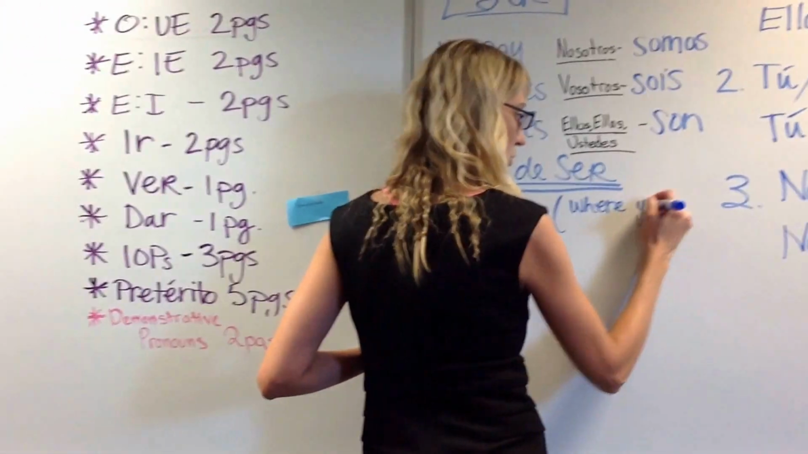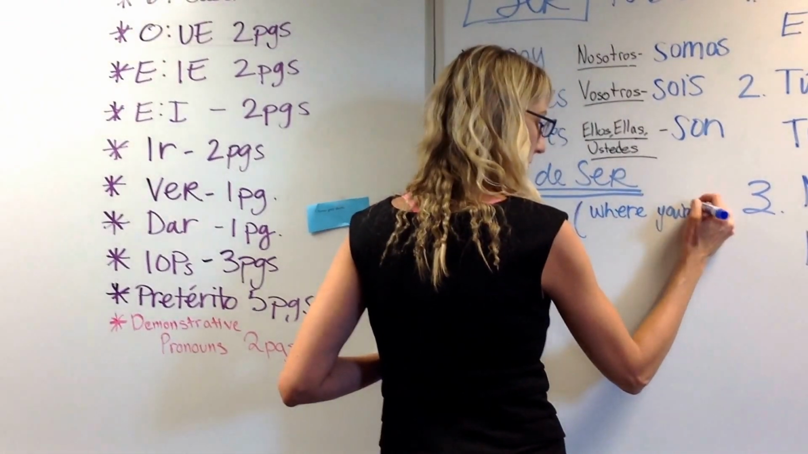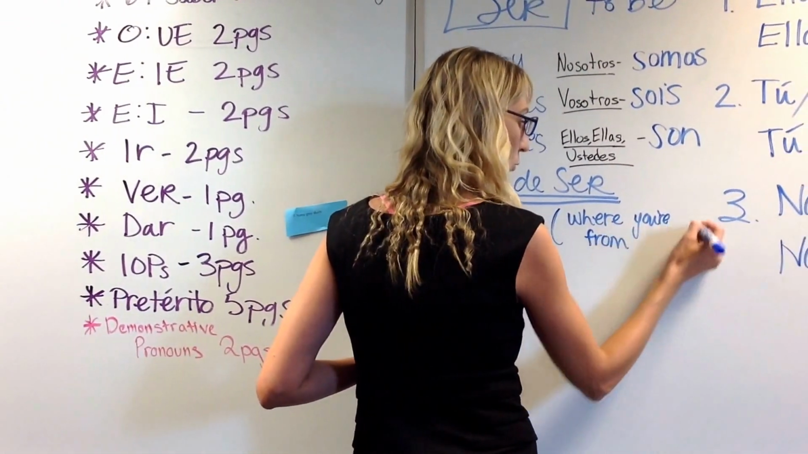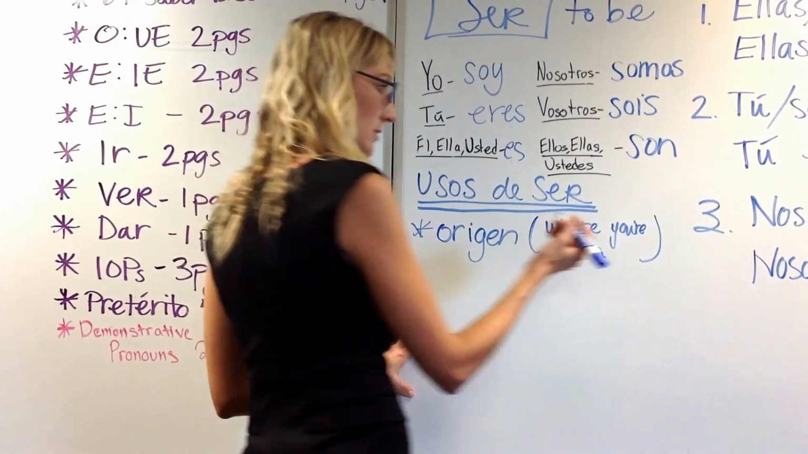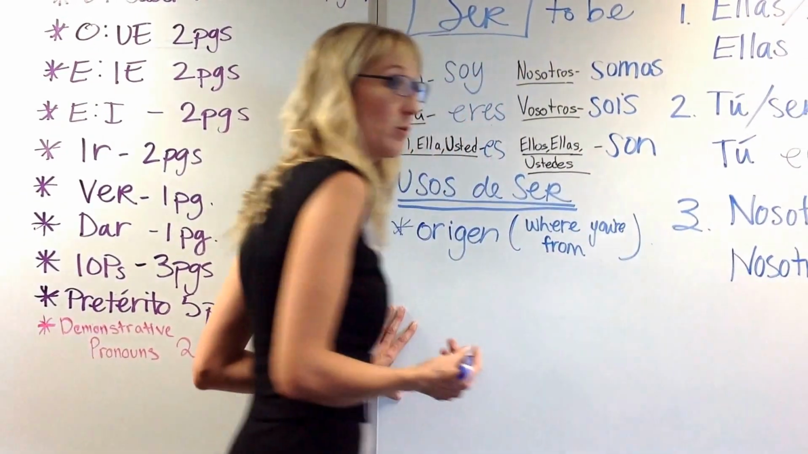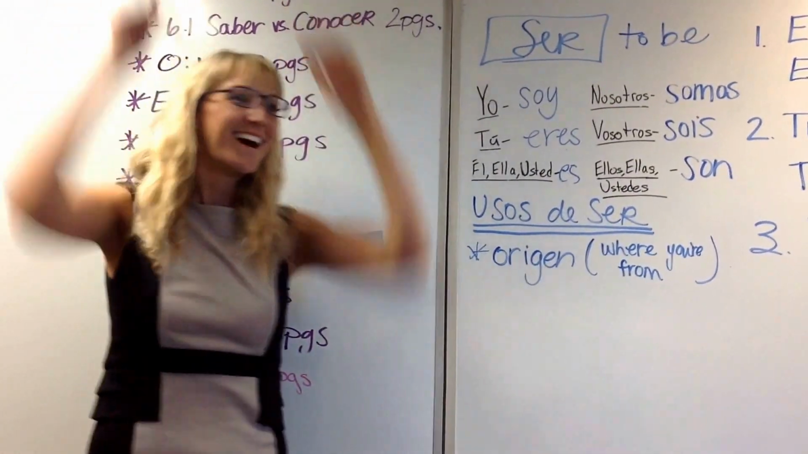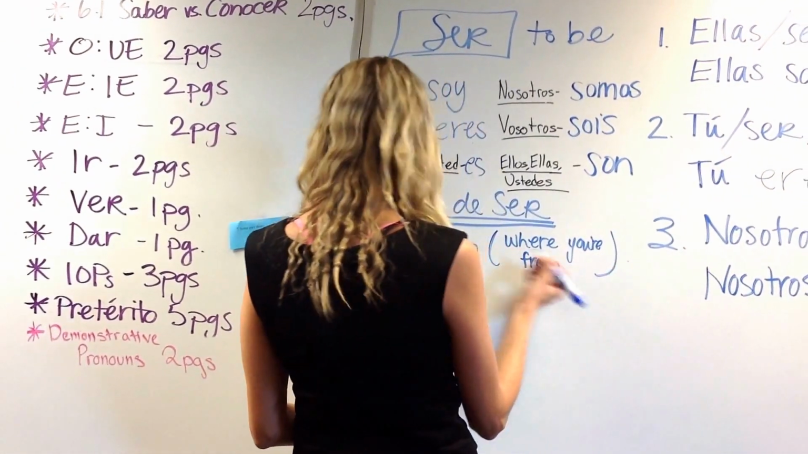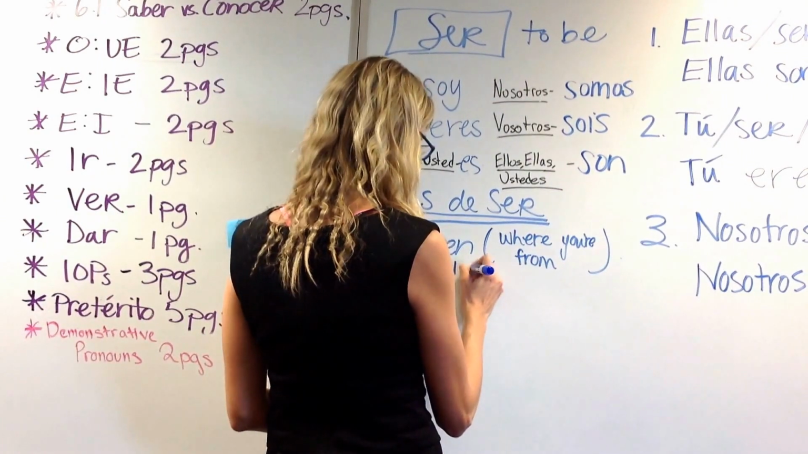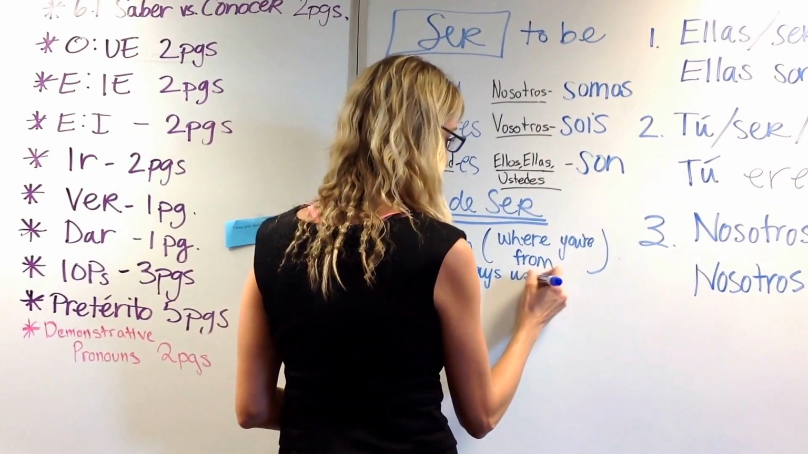Where you are from. What will it always have with it? What will always go with your origin? De. Oh, good. De. Yeah, that's totally correct. It'll always use de.